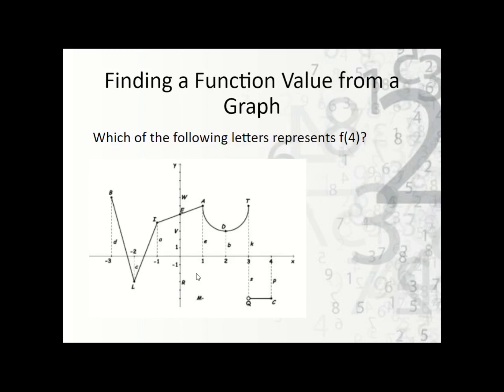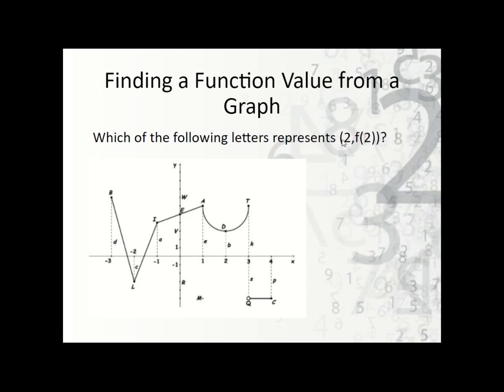So finding a function value from a graph. Which of the following letters represents f of 4? I'm going to go to where x is 4, which is here. Notice f of 4 is represented by this dotted line, P, right there. We would say that P represents f of 4. If it asks for the actual solution, then that would be C. So P is our answer in this one.